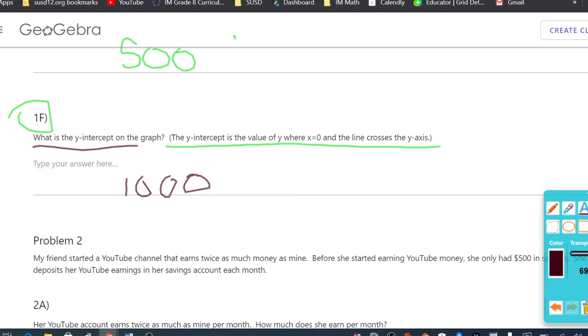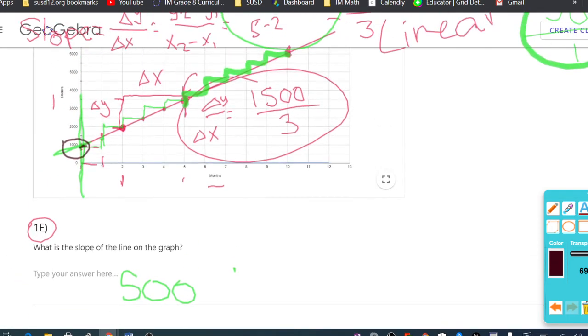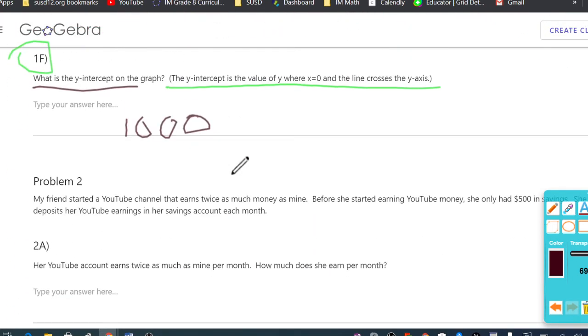Oh, I know. Remember when I started earning money at the very beginning? I already had $1,000 in my bank account. So my graph starts at $1,000. Before anything even happens, when the number of months equals 0, I already have $1,000. So at the y-intercept, you can see that I have $1,000 before earning any money at all from my YouTube channel.